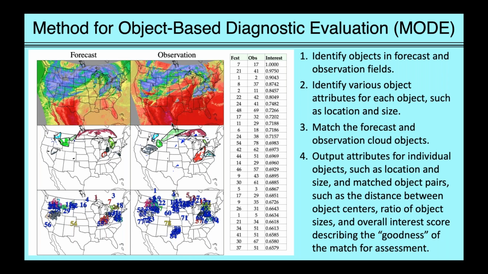MODE will then output attributes for individual objects, like I said, location and size, and also attributes for the matched object pairs, such as the distance between the objects, the ratio of the objects' sizes, and other interesting attributes.